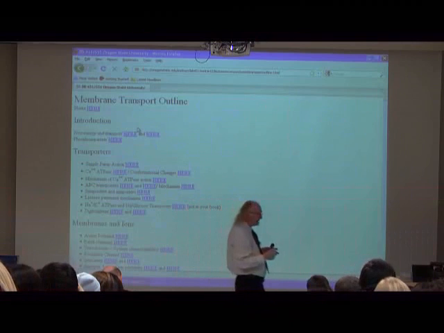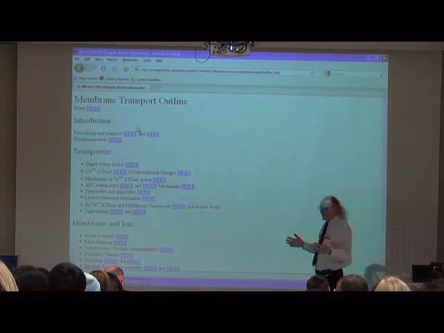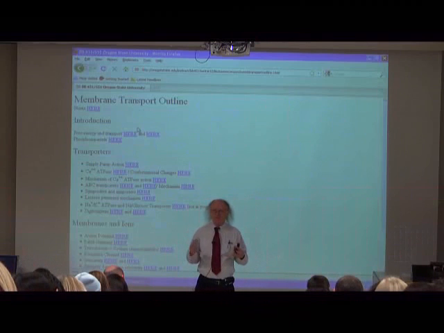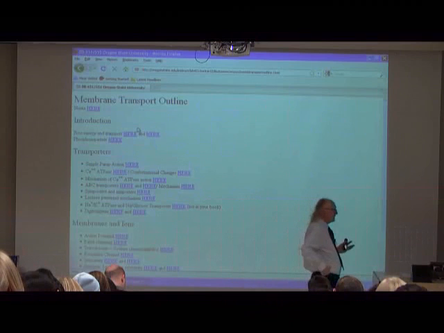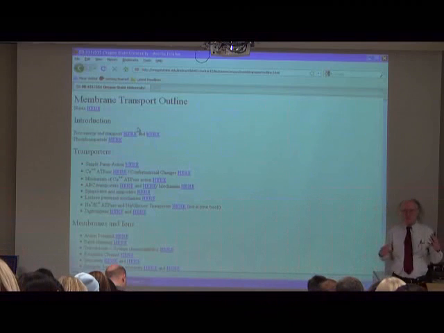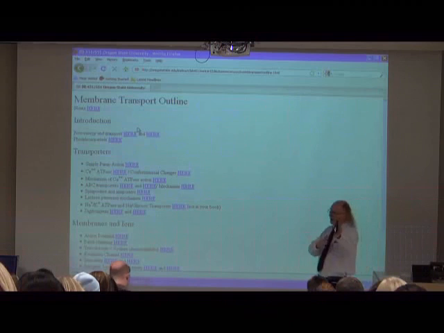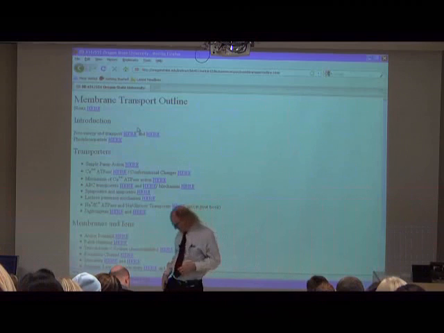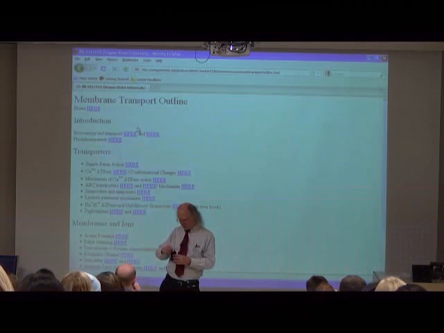All right? So a passive mechanism is a mechanism that does not use any energy except for that of diffusion. Doesn't use any other energy source. Diffusion is the driving force for the energy, and that means that passive transport mechanisms will only move things from areas of high concentration to lower concentration. From high concentration to lower concentration.